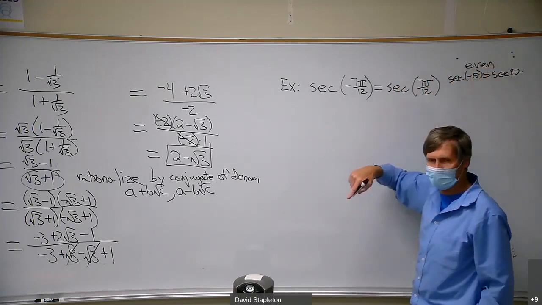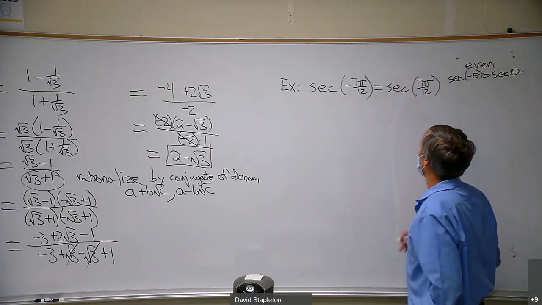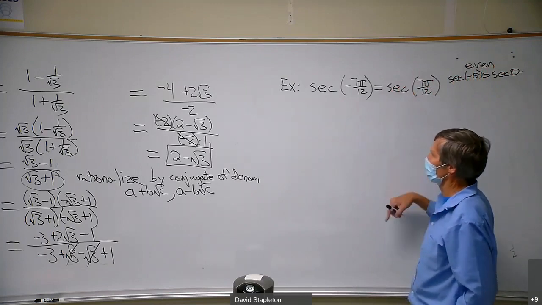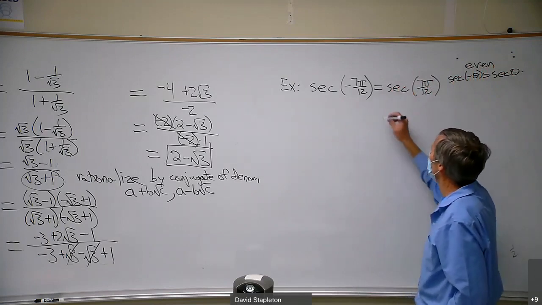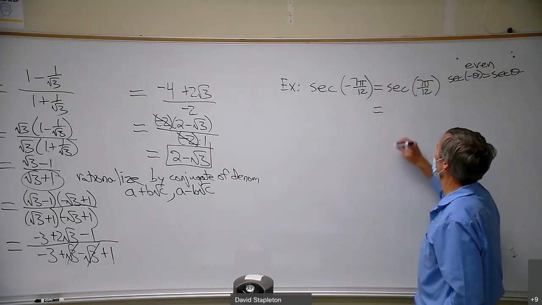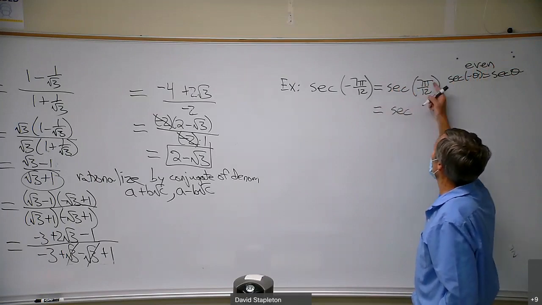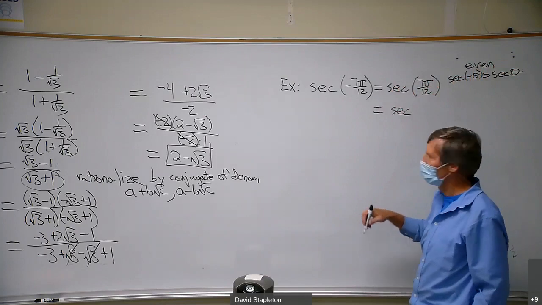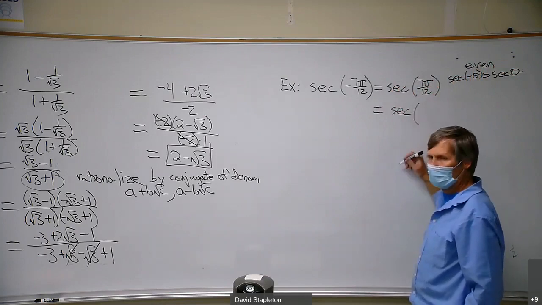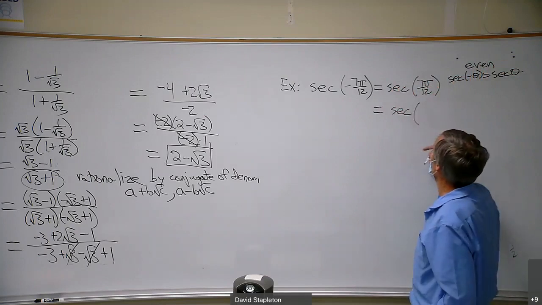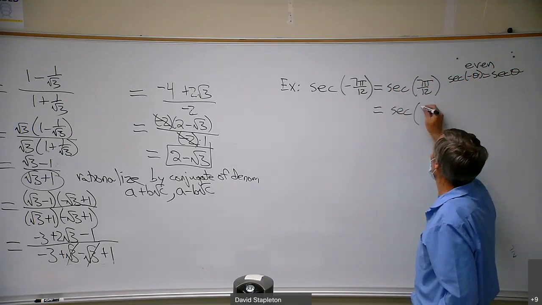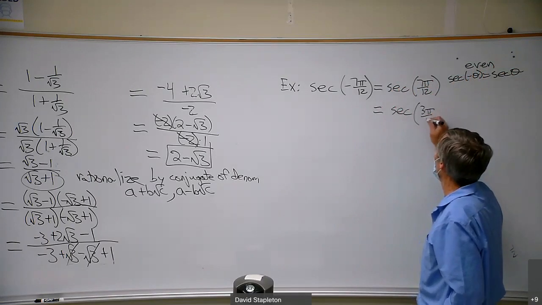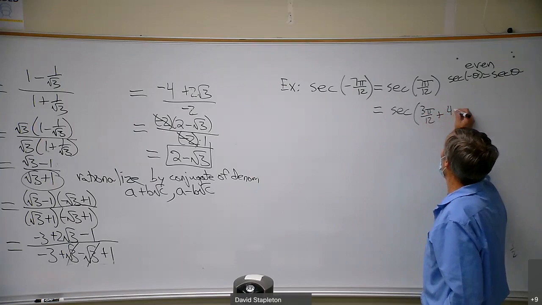Secant and cosine are even. All the others are odd, right? Cosine, I like to think cosine is reciprocal to even functions. All the rest are odd. So this one, the minus nicely goes away. Now what's the secret to evaluating a multiple of pi over 12? I just write it as the sum of special angles, right? So I'll write this as 3 pi over 12 plus 4 pi over 12, right?